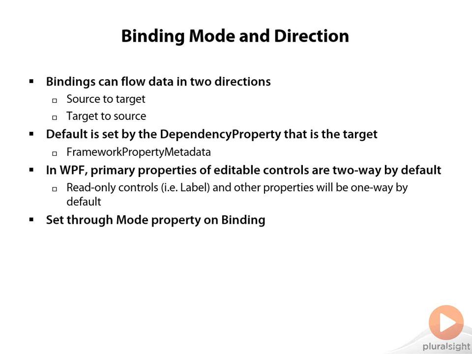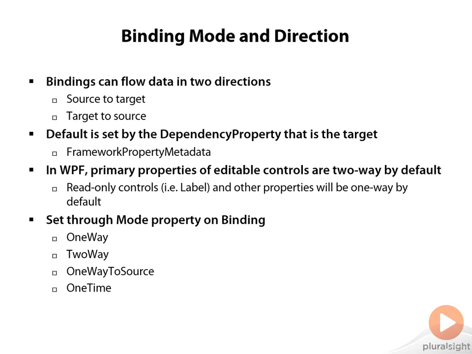The way you can influence this in your bindings is simply by setting a mode property on the binding. And it's got a number of values. One-way is the default. Two-way might be the default if it's an editable control. There's one-way to source, which is basically from the target to the source, but it never reads from the source to the target. And then there's one time, which means it reads from the source to the target once, and then it forgets the binding exists.